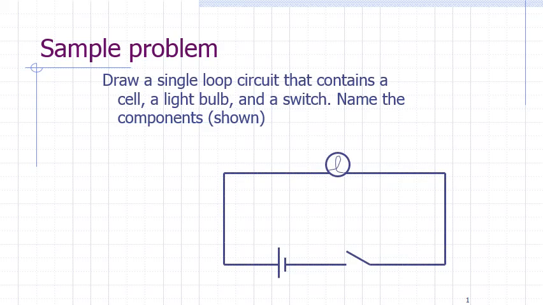All right, so we have our cell, and we have our light bulb and our switch, and it could have been any sort of shape or whatever, as long as it comes back together there.